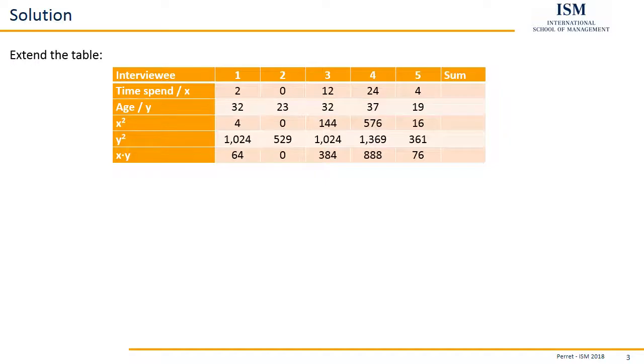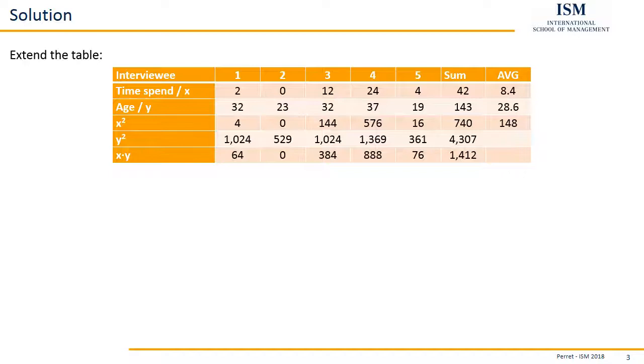First off, we are interested in summing up all the different variables leading to these values, but foremost, we need the averages for all the variables, so we divide the sums by 5 as we have 5 observations. So we get, for the time spent, an average of 8.4 hours. For the age, we get an average age of 28.6.